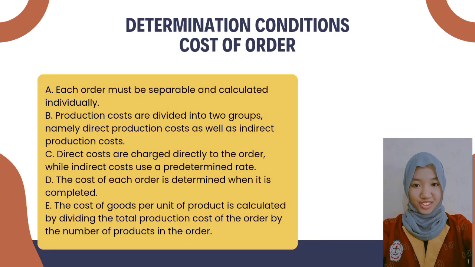Determination conditions, cost of order. A. Each order must be separable and calculated individually. B. Production costs are divided into two groups, namely direct production costs as well as indirect production costs. C. Direct costs are charged directly to the order, while indirect costs use a predetermined rate. D. The cost of each order is determined when it is completed. E. The cost of goods per unit of product is calculated by dividing the total production cost of the order by the number of products in the order.